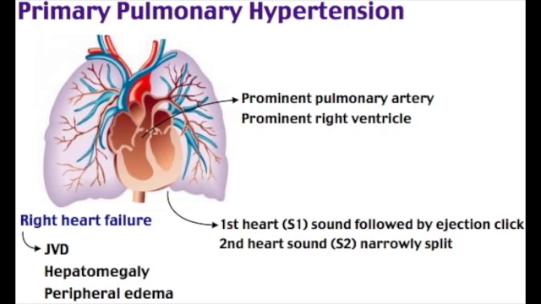So you can have primary and secondary pulmonary hypertension. Primary pulmonary hypertension is idiopathic, most common in middle-aged or young women. The mean age of diagnosis is 50 years old. There could be a gene defect as well.